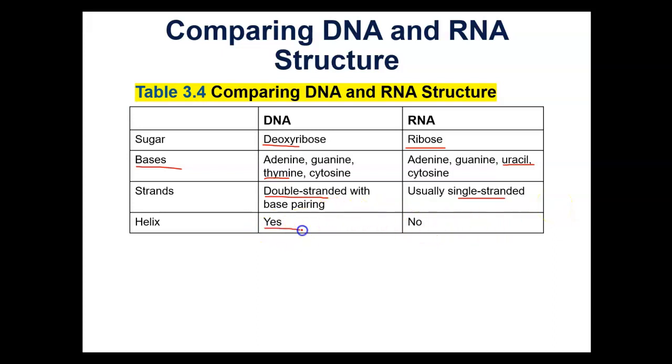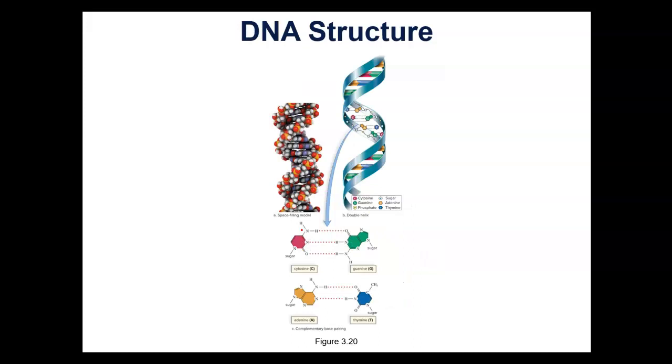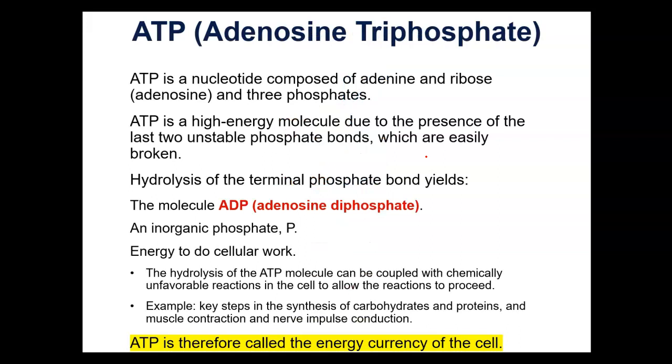DNA is shaped in the form of a helix, whereas RNA is not. RNA is just a straight, single-stranded molecule, and DNA is a double-stranded molecule that has been twisted. So this part of the ladder is sugars and phosphates, and then the bases form the steps of the ladder. The steps or the rungs of the ladder are formed by the bases that are attached.